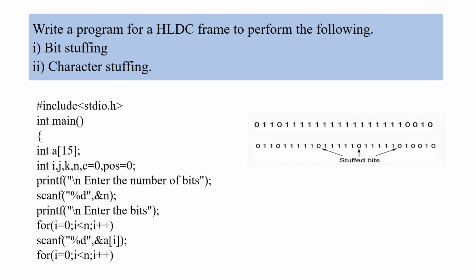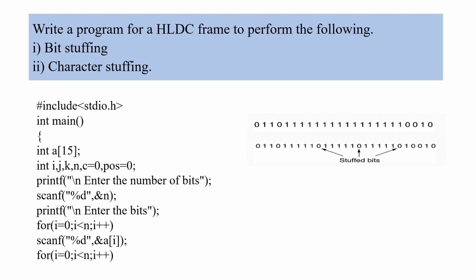Now printf and scanf are used. The first printf is for entering the total number of bits that you are going to stuff. If it is 15, that will be read by scanf, and then you enter the bits. Here it is 15, so you enter 0, 1, 1, 0, 1 like that, until you have entered 15 digits, that is 15 bits.